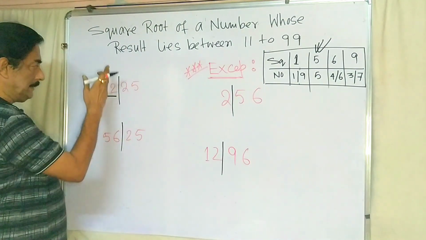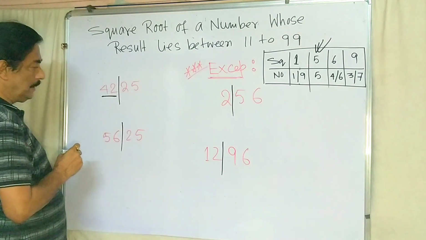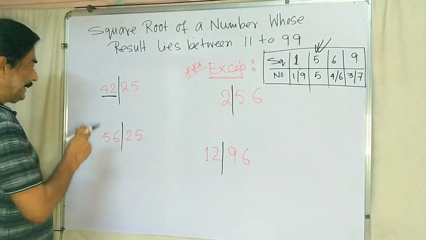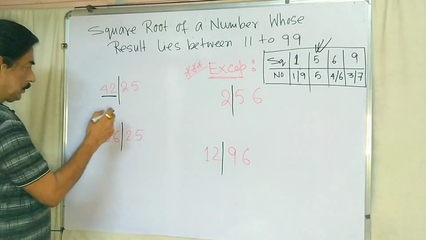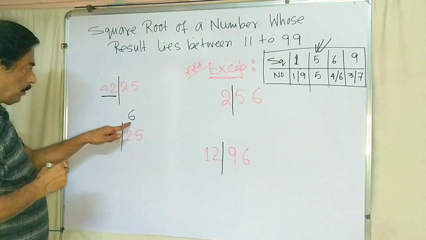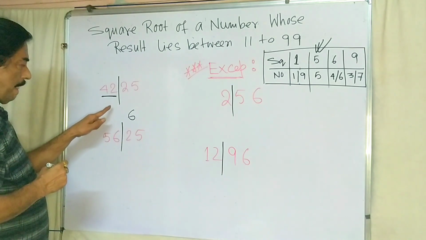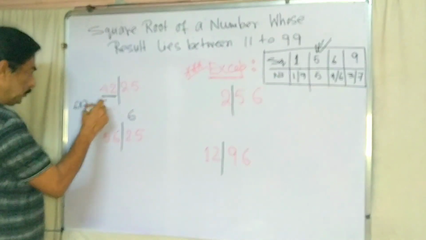Two places from the right side gives 42 and 25. Observe 42. Which number's square is less than 42 and nearest to 42? 6 square is 36, 7 square is 49. So I can take 6 square. Now 6 into the next higher number 7 is 42.